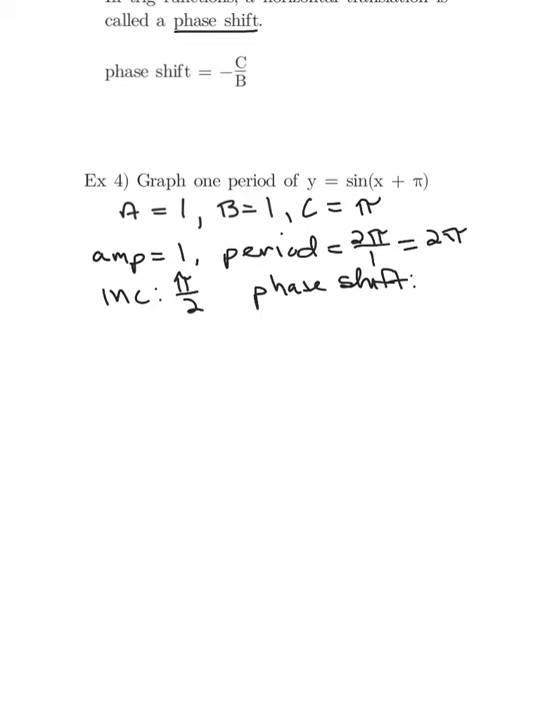We do the opposite of our c. So we're going to do negative c over b. So our phase shift is going to be negative pi. What that tells us is we're going to take our basic sine graph and move it left pi. What will be very helpful for you when you are doing a phase shift is to get a common denominator for phase shift and increments.